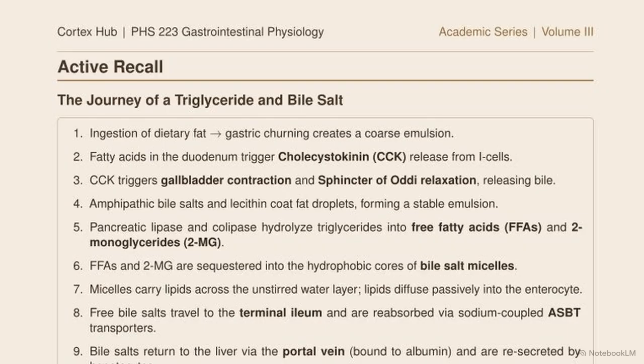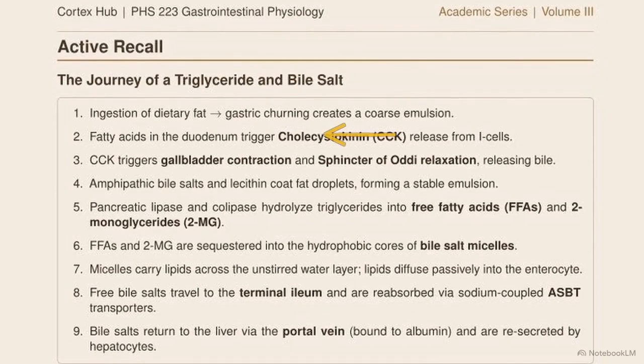Let's map these biophysics onto a single chronological timeline. The journey begins with fat ingestion. This list outlines the process. When fatty acids enter the duodenum, they trigger I cells to release cholecystokinin. This hormone commands the gallbladder to contract, deploying bile.